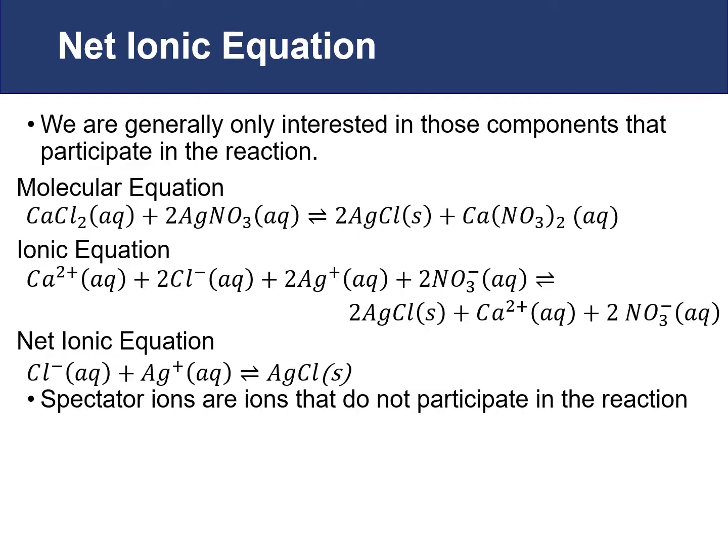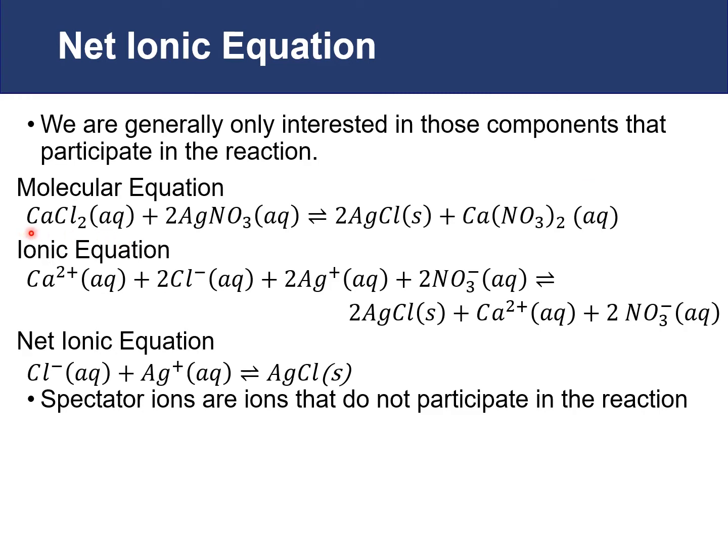So for net ionic equations, we are really only interested in those components that are participating in the reaction. We could look at another reaction, calcium chloride reacting with silver nitrate to form silver chloride and calcium nitrate. You'll notice that our calcium chloride is aqueous, our silver nitrate is aqueous, our silver chloride is listed as being a solid, and our calcium nitrate is listed as being aqueous.